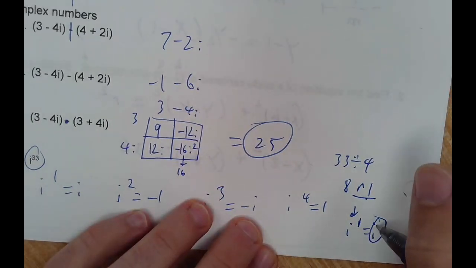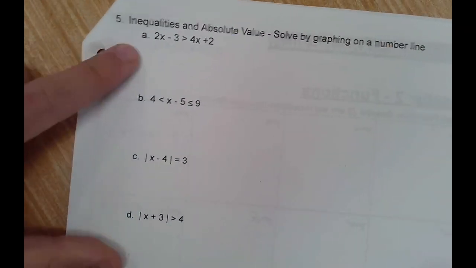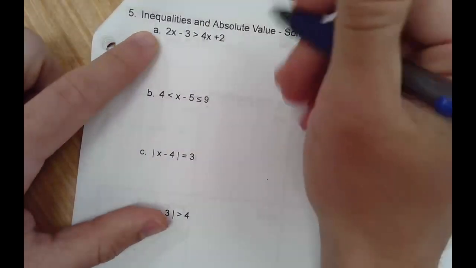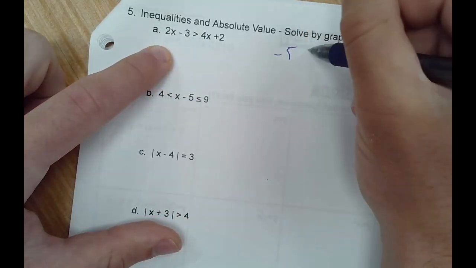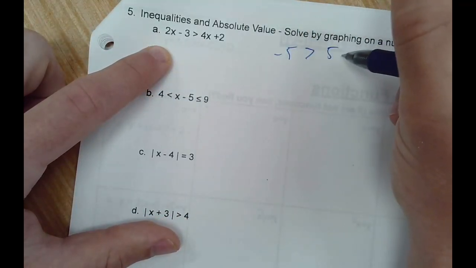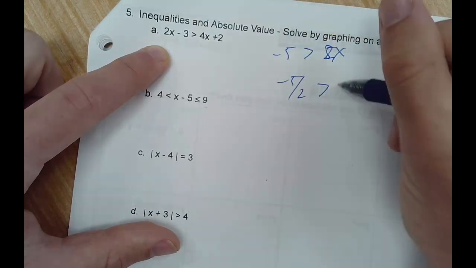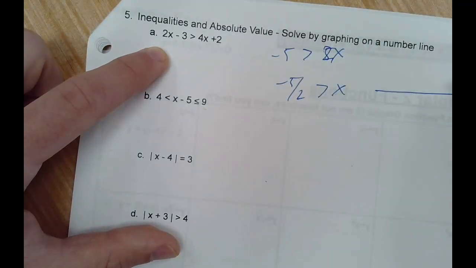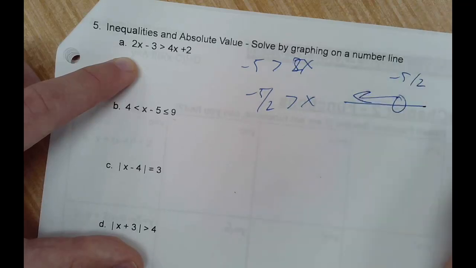Okay? That's your answer. All right, inequalities and absolute values solved by graphing on a number line. So here, for the first one, we just got to get x alone. So subtract 2x on this side, subtract 2 on that side, you're going to have negative 5 is greater than 2x, my bad. And then negative 5 halves is greater than x. So on the number line, you'd have an open hole at negative 5 halves. We're saying x is less than it, so it's just going to go down.